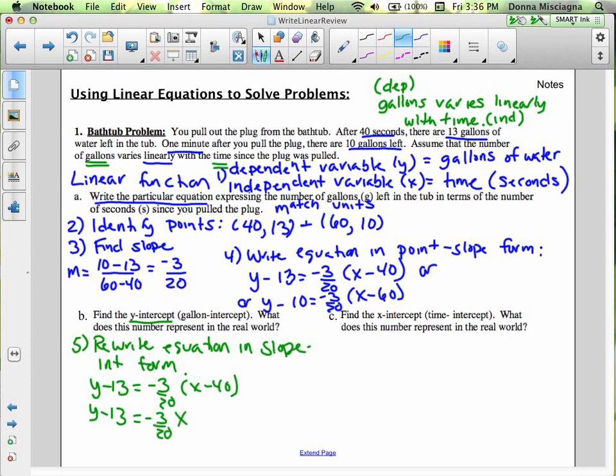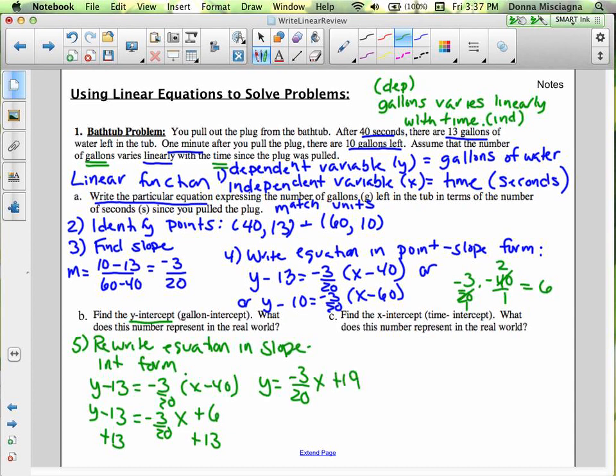Now if you're not sure how to multiply that, I'm just going to squeeze it in over here. Negative 3/20 times negative 40, that'd be over 1. And we could reduce. You can reduce within a fraction, or you can cross-reduce. So 20 goes into 20 one time, 20 goes into 40 two times. So that's negative 3 times negative 2, that's 6. Nice, easy number there, plus 6. And then to isolate, we're going to add 13 to both sides. All right, so our equation is going to be y equals negative 3/20 x plus 19.